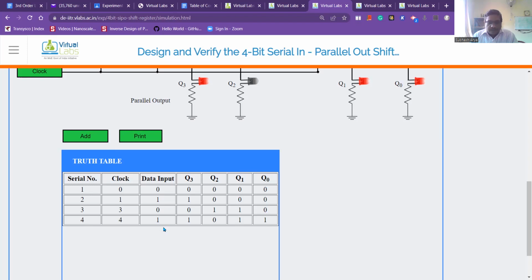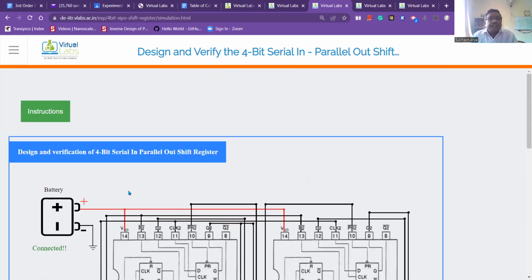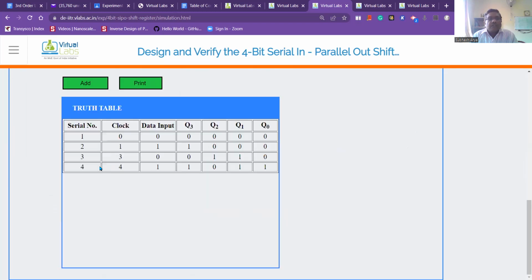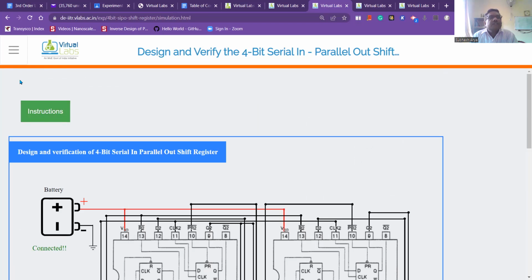Okay, so this data, then 1. So 1011 data has come after 4 clocks. In this way, we can shift the data in serial in, parallel out. And you can do furthermore whatever input you want to give.